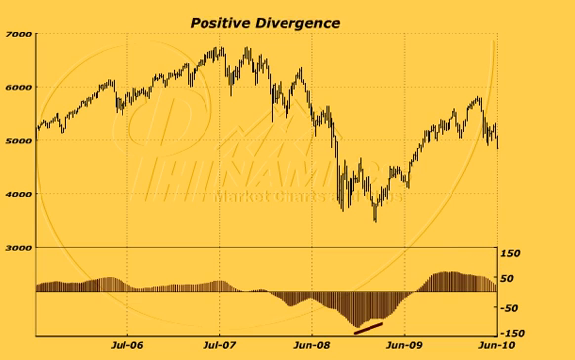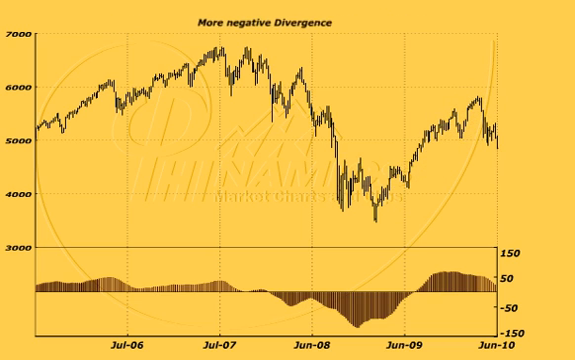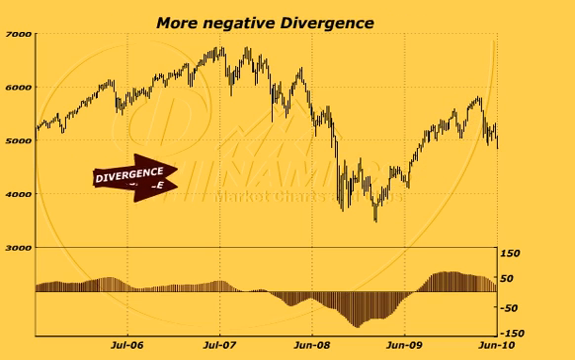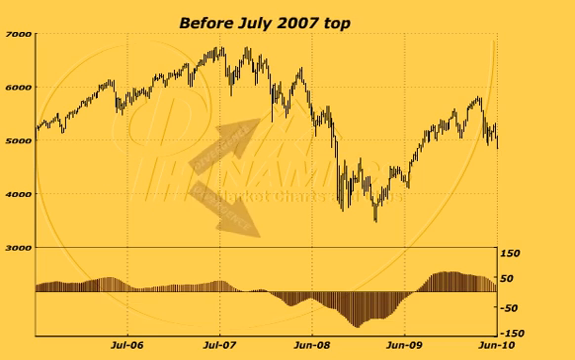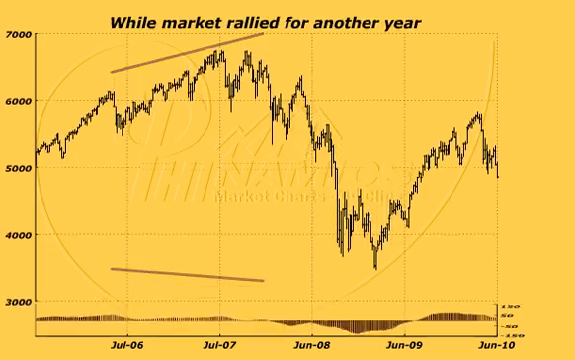Notice also the positive divergence unfolding between late 2008 and early 2009, which in turn announced a great bounce between March 09 and April 2010, and in a similar vein we saw some negative divergence announce a major top, as this indicator peaked in May 2006 and started sloping lower, whereas the market continued rallying to the July 07 top.